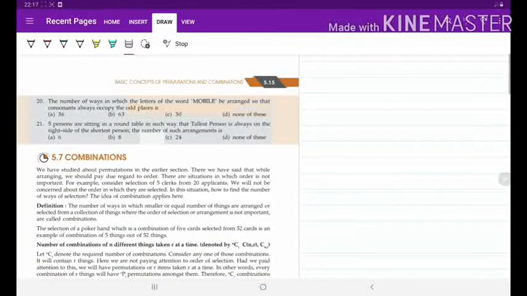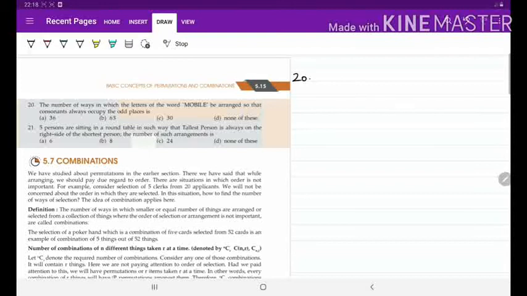Now let's discuss question number 20. The number of ways in which the letters of the word MOBILE can be arranged so that consonants always occupy the odd places is. Let's first write the word MOBILE, M-O-B-I-L-E, and check the number of consonants and vowels. We have 3 consonants, M, B and L, and 3 vowels, O, I and E.